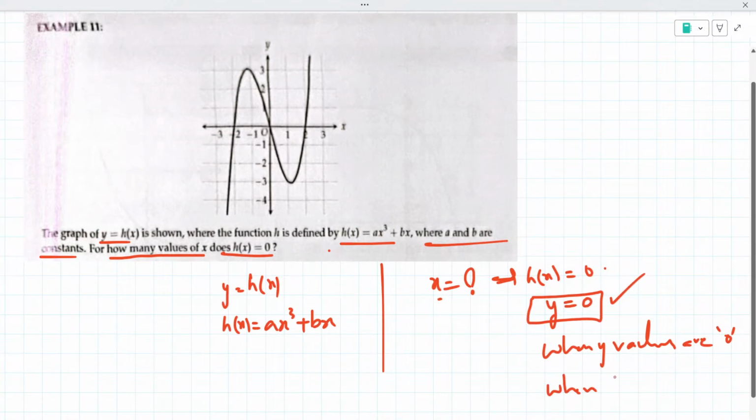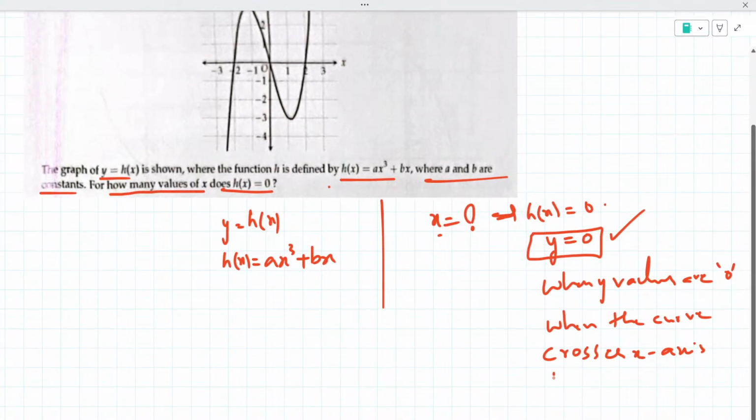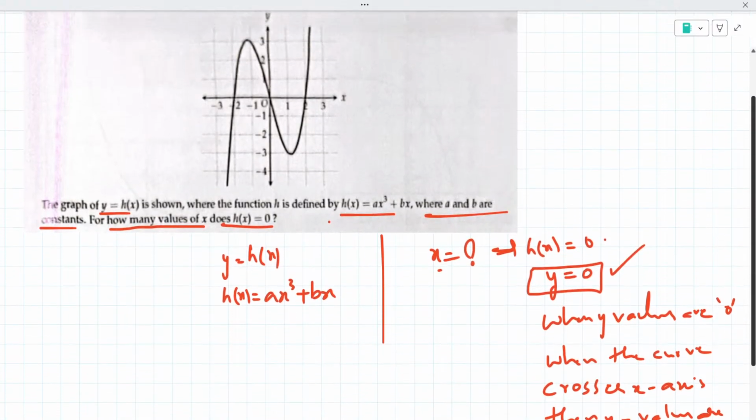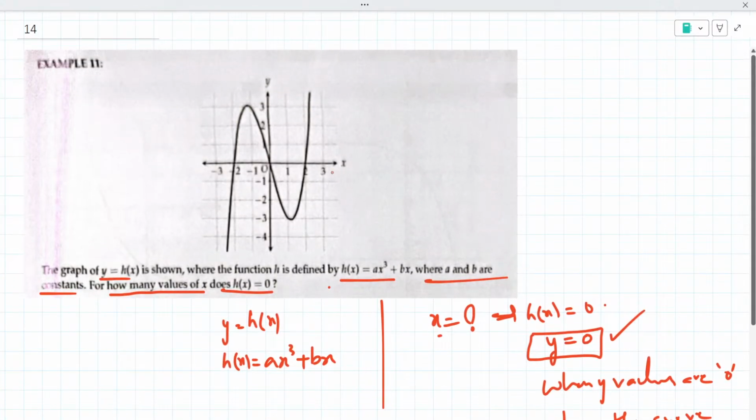When the curve crosses the x-axis, then y values are 0. So what we do now, we just look in the graph where y values are 0. Here the curve starts here and crosses at this one point, and it is moving like this, and it's again crossing the x-axis at this point, and it is crossing the x-axis at this point. Why do we need to check the points where the curve crosses the x-axis? Because at those points y values are 0.